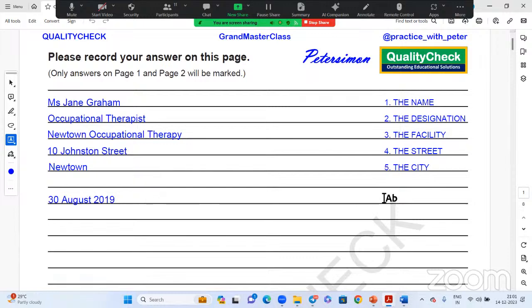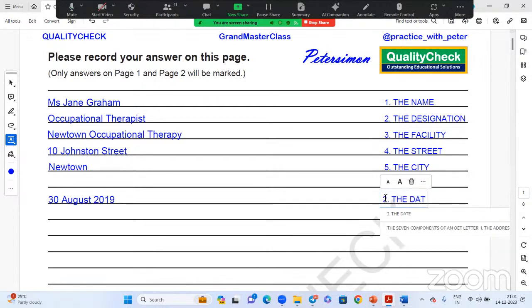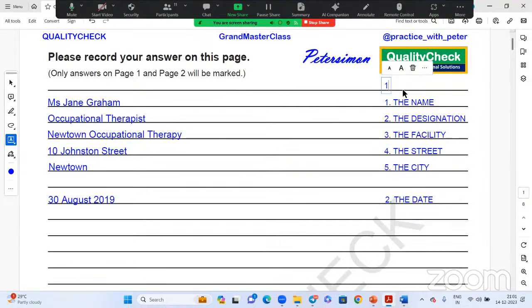Now next one, the date. You know, this is the date. Component number 2 is the date. And component number 1 is the address. So that's it.